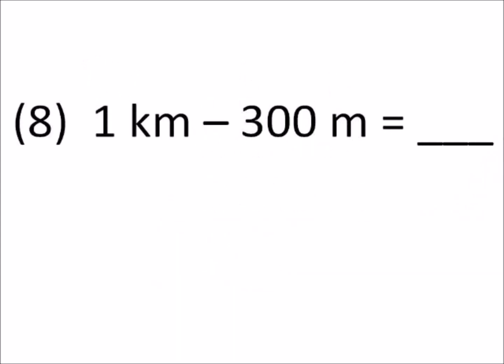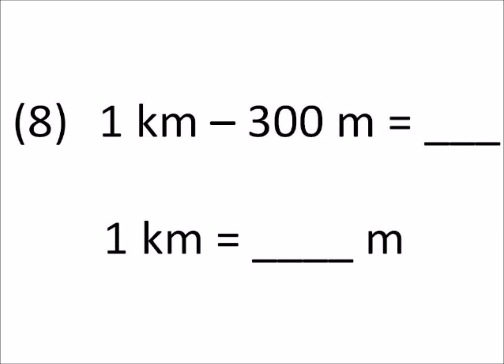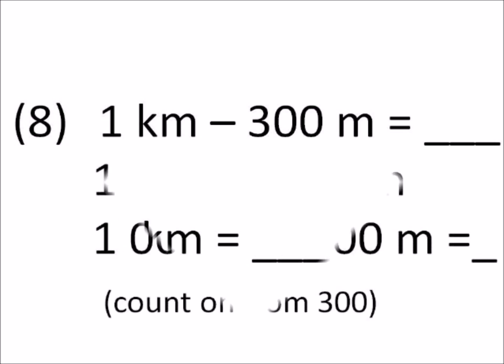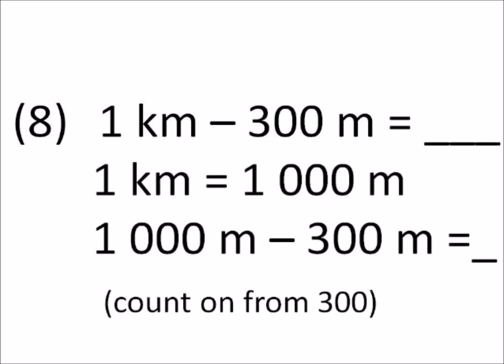Number 8, 1 kilometer take away 300 meters is equal to something. Now, this is where application is involved, because first of all, you have to make them the same units. It can either all be kilometers or all be meters. Which one do you think it has to be? 1 kilometer take away 300 meters. You have to change the kilometers, the larger one, to meters. Do you know how many meters are in 1 kilometer? Yes, 1,000 meters. So then the question is, 1,000 meters, which is 1 kilometer, take away 300 meters.